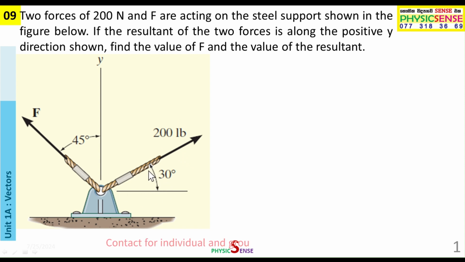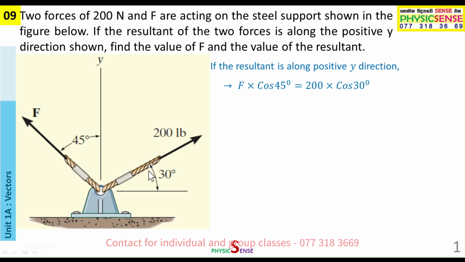And the condition is the most important thing here: the resultant of the two forces is along the positive y direction. So if the resultant of the two forces is along the positive y direction, that means there is no resultant component along the x direction. So the component along the positive x direction should be equal to the component along the negative x direction.